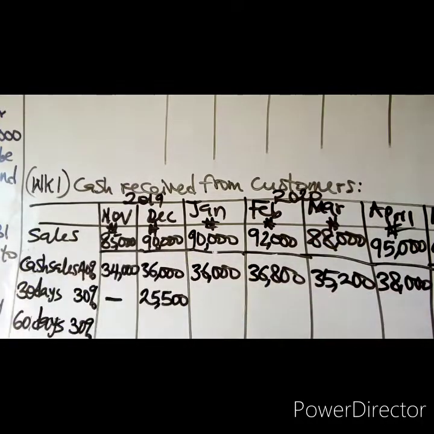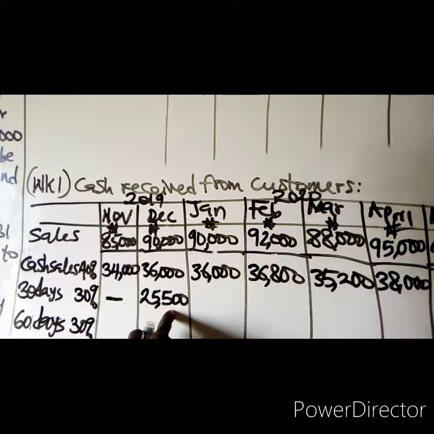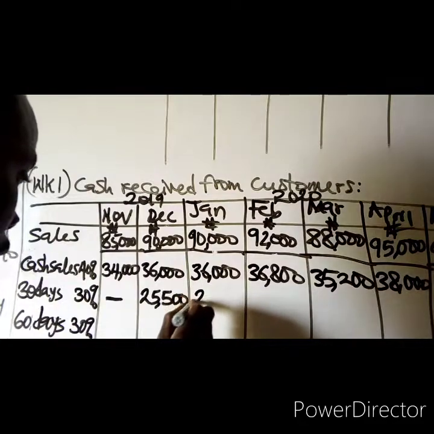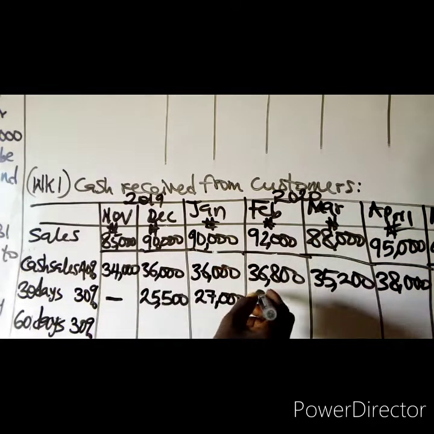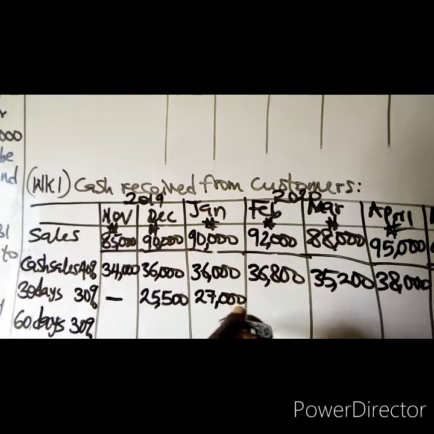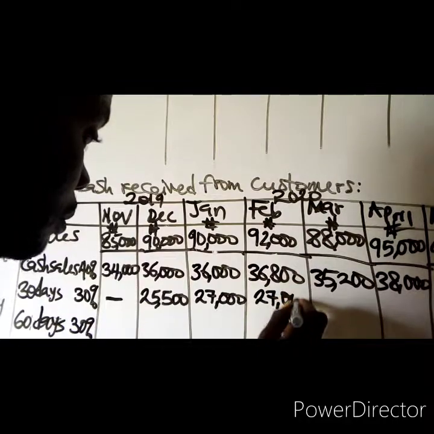Then for December sales, which is 90,000, 30% of 90,000 will give us 27,000. That of December sales, 30% of it, which will be received in 30 days time, will be received in January, which is 27,000. 30% of January sales will be received in February, and the January sales is 90,000. 30% of 90,000 will also be 27,000.